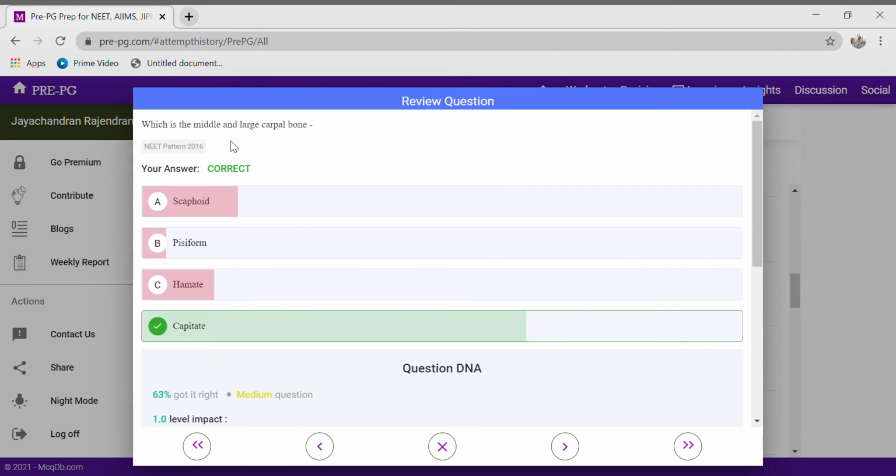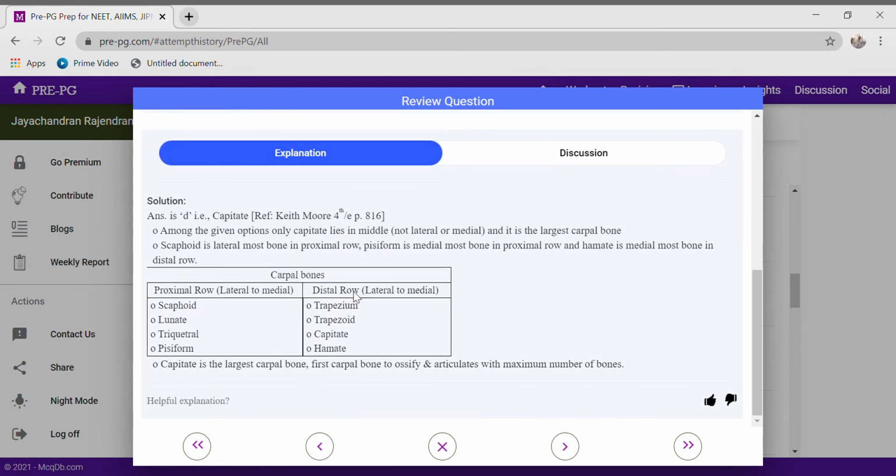Middle and largest carpal bone: the largest carpal bone is the capitate only. It's a kind of middle one. You can see the proximal and distal row. I'll give you a clue: "She looks too pretty." So scaphoid, lunate, triquetral and pisiform is the proximal row from lateral to medial. "Try to catch her": trapezium, trapezoid, capitate and hamate, the distal row. Only capitate lies in the middle, not on the lateral or medial side.